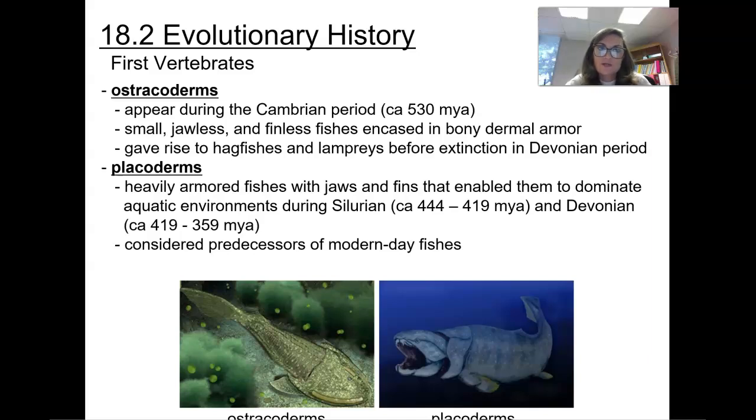The placoderms are going to be heavily armored fish with jaws and fins that are going to enable them to dominate the aquatic environment during the Silurian period, which is going to be around 444 to 419 million years ago, and the Devonian period, which is around 419 to 359 million years ago. These are going to be considered the predecessors of modern-day fishes. Now we're going to start to see those fins and jaws come about.